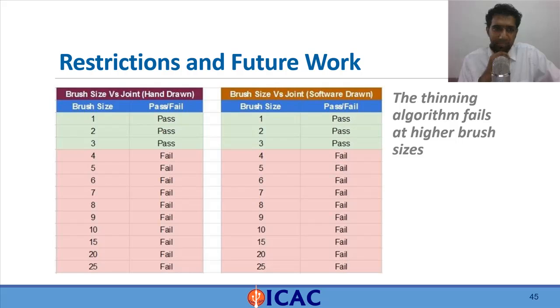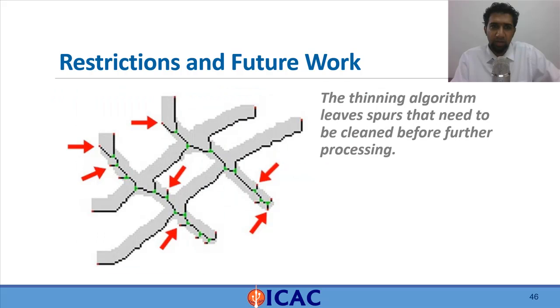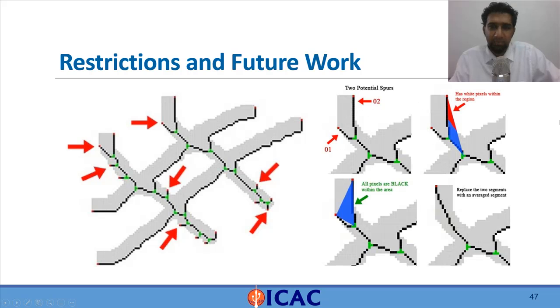This doesn't mean that the system doesn't have flaws. It has restrictions, because one of the most prominent ones is that when you use higher brush sizes, the thinning algorithm breaks apart. Because for the higher brush sizes, the thinning algorithm inherently leaves out some spurs like these. So these spurs have to be cleaned. We have a way to do that. Actually, some implementation is there as well, but still, it's not that efficient. It slows down the system. So definitely, it's future work that we have.